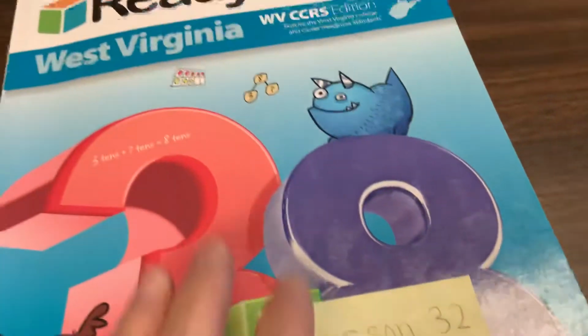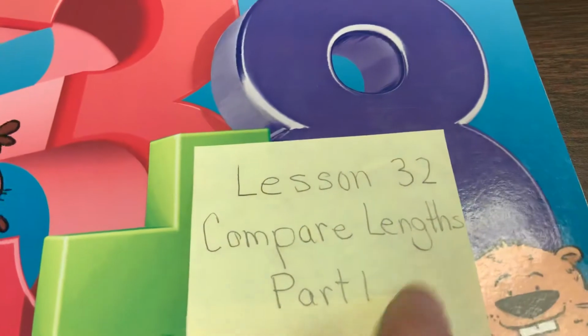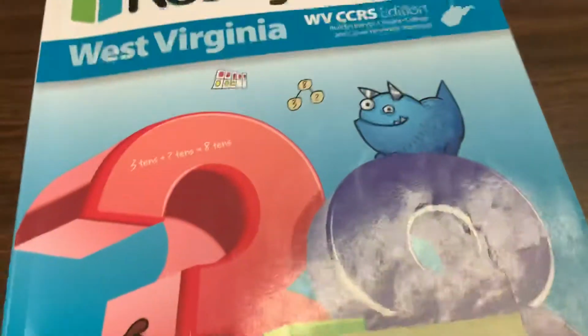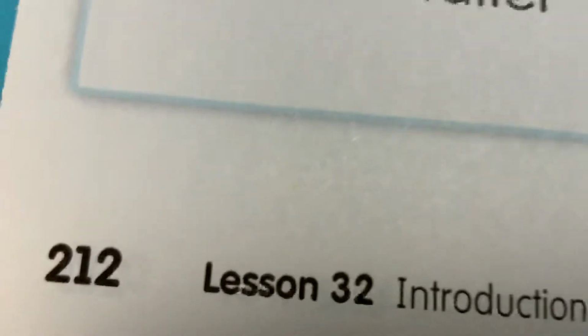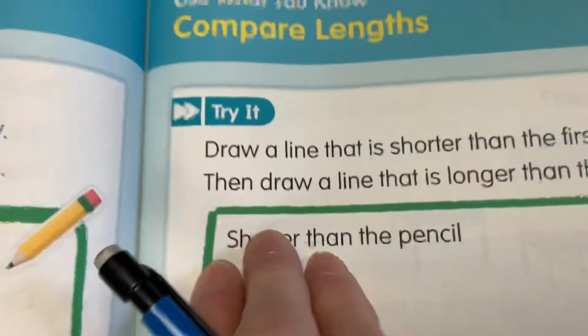Okay, this is math lesson 32, comparing lengths, part 1, and we're in our book with the numbers. We are going to go to page 213. We're not going to do page 212, so don't worry about that one. We're going to start on page 213. Okay, and we go up to the directions.